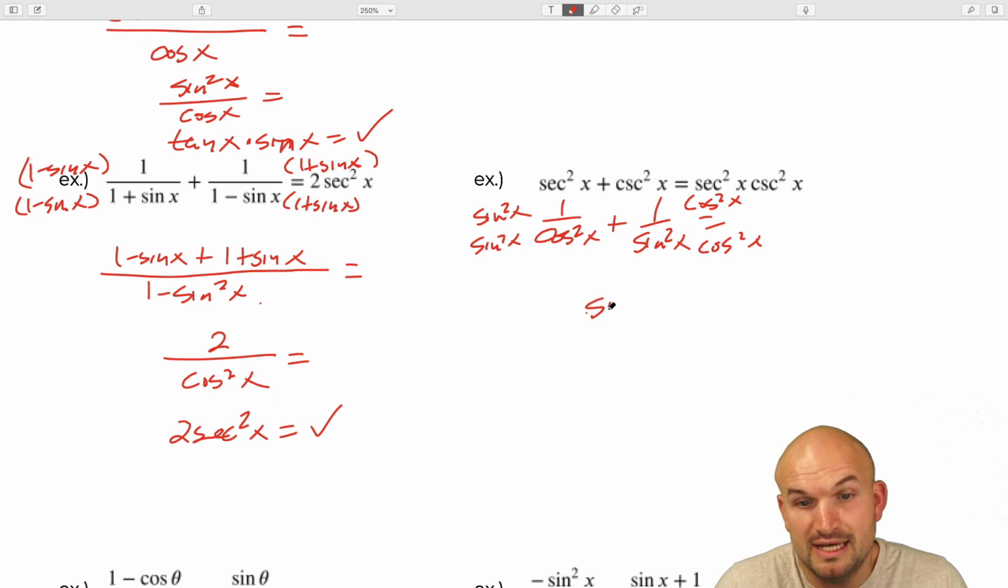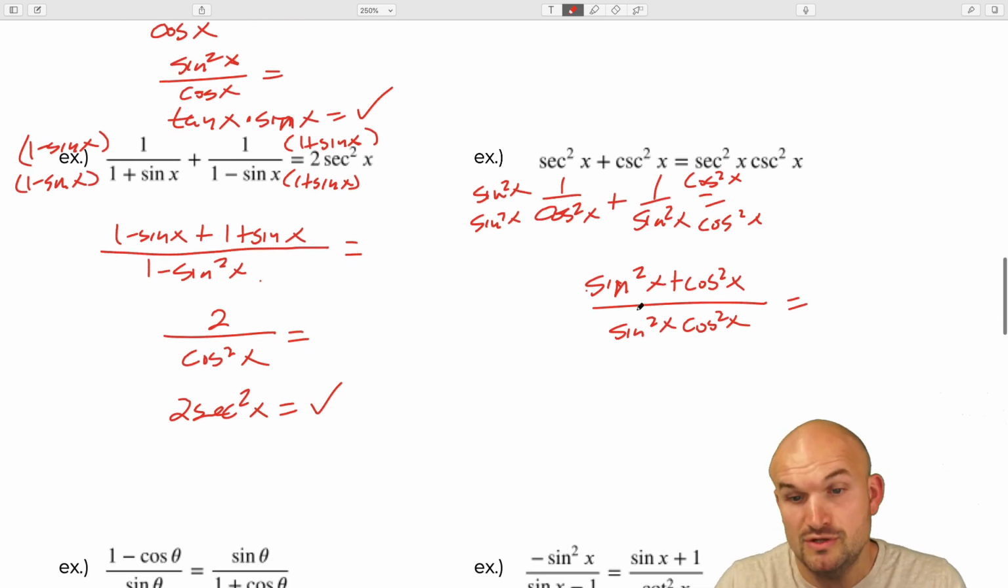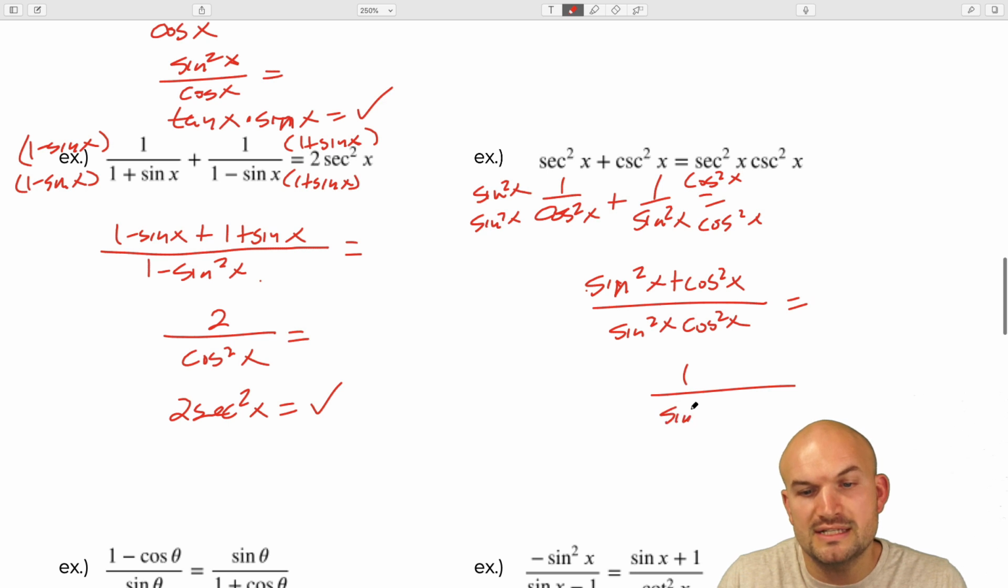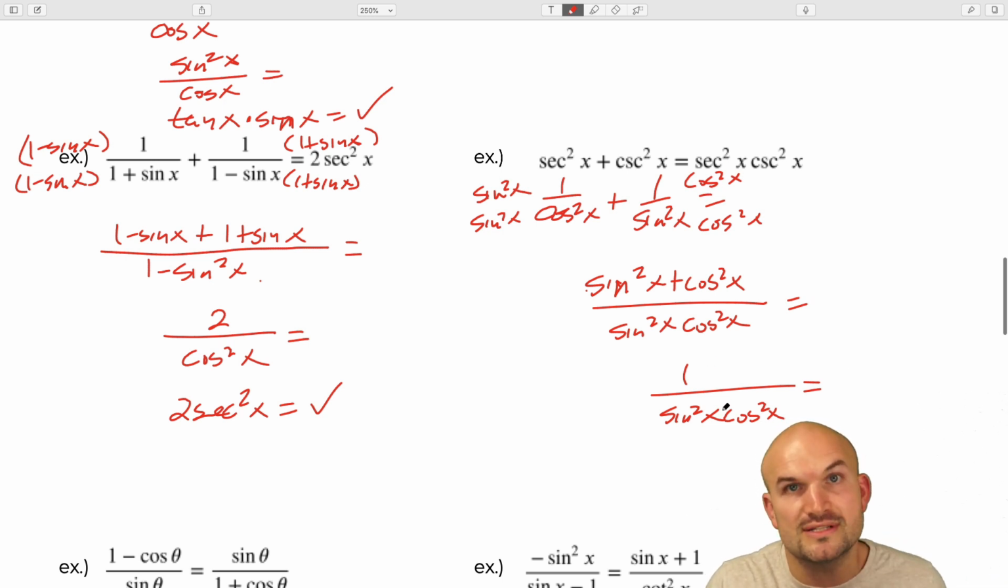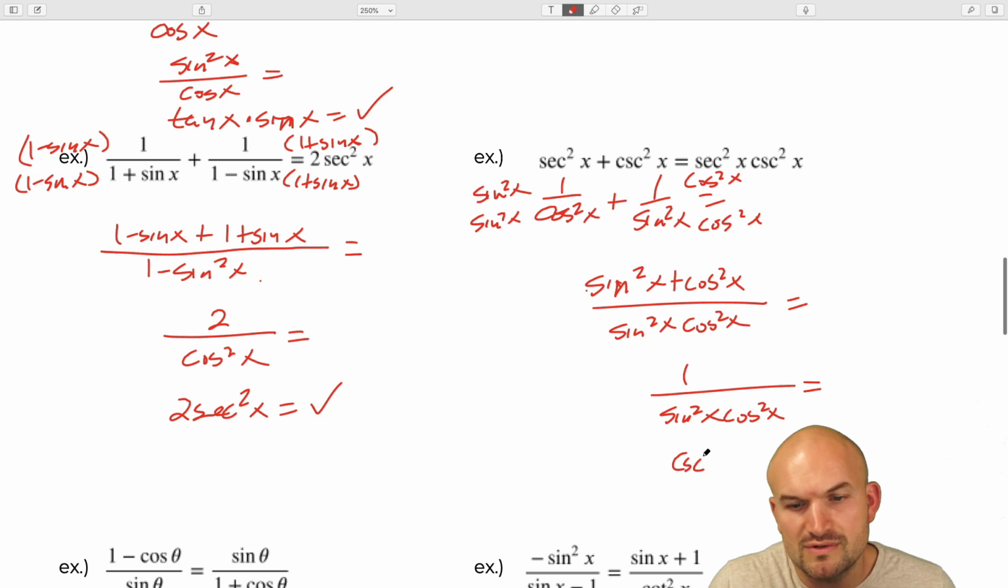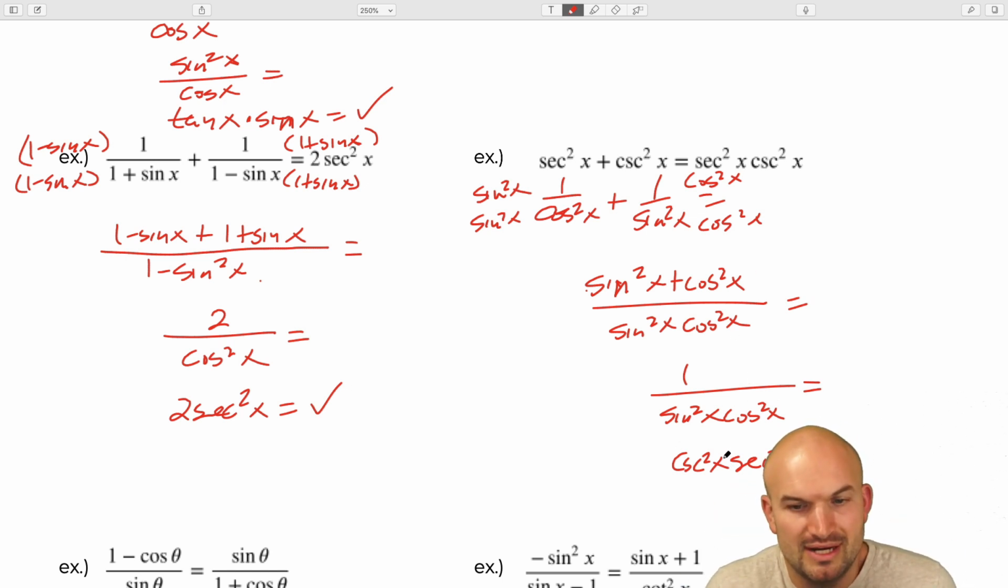When doing that, I get a sine squared of x plus a cosine squared of x all over a sine squared of x times cosine squared of x. Hopefully you recognize here, guys, that sine squared plus cosine squared is equal to 1 over a sine squared of x cosine squared of x. Now again, we're supposed to equal this to secant squared of x and cosecant squared of x. But notice these are just the reciprocals. So therefore, this is cosecant squared of x times secant squared of x. Now again, the order is off, but that's okay, right? 2 times 3 is the same as 3 times 2. So therefore, this is verified.